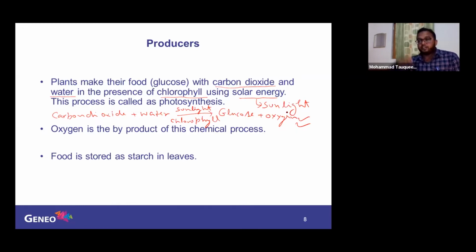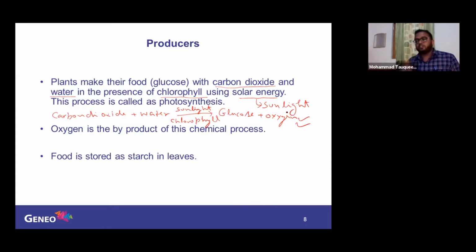Then day by day the percentage of oxygen in the earth's environment will be reduced. That's why it is very important to have trees around us, because trees produce oxygen and we are dependent on oxygen. If there's no oxygen, how can we survive? How can we breathe? How can we respire? So oxygen is very necessary.